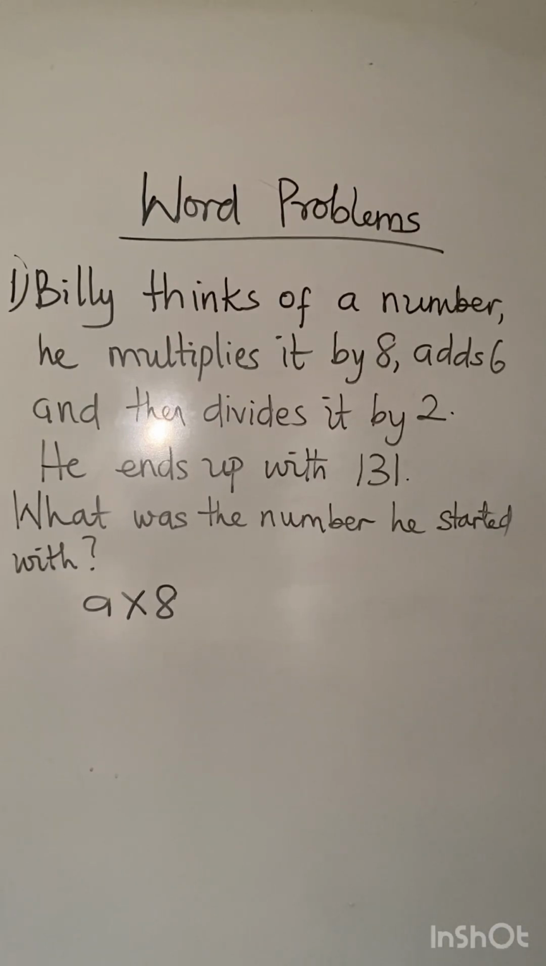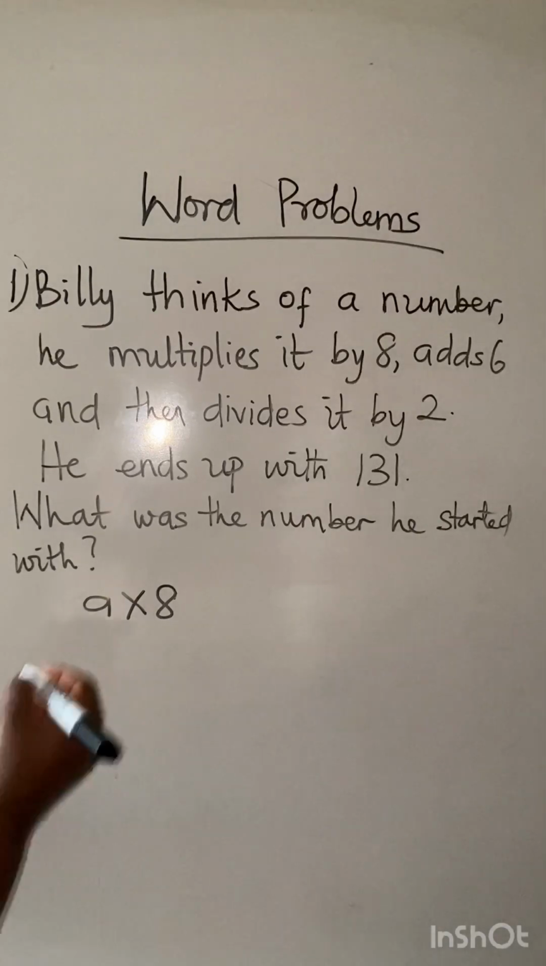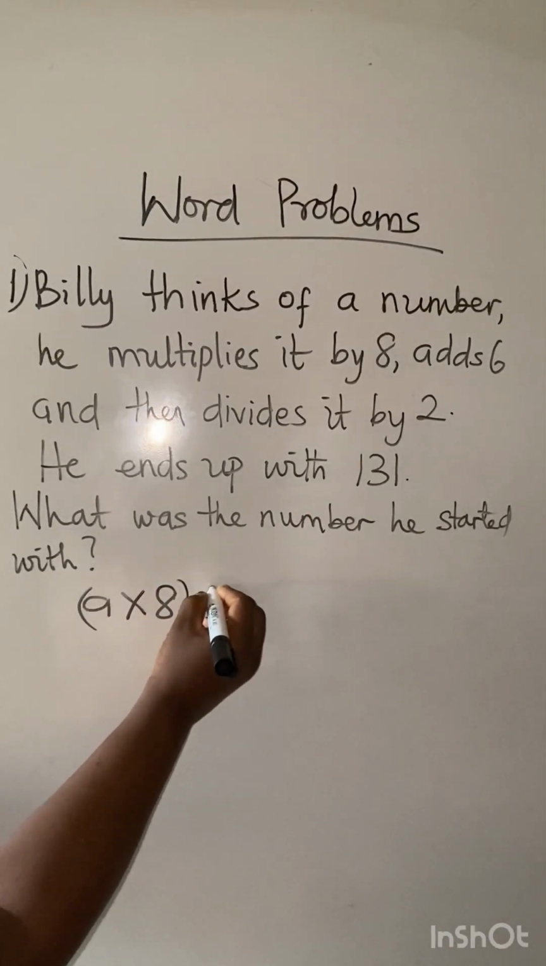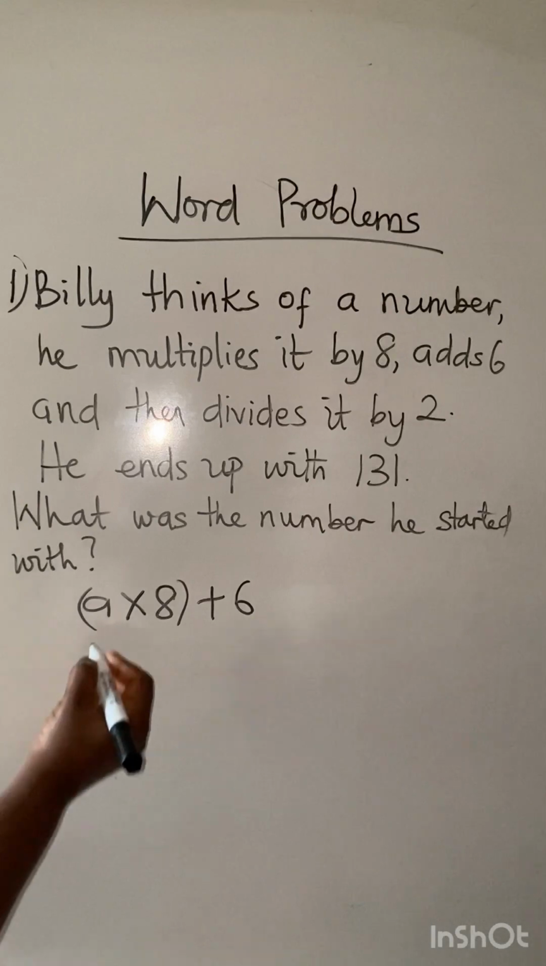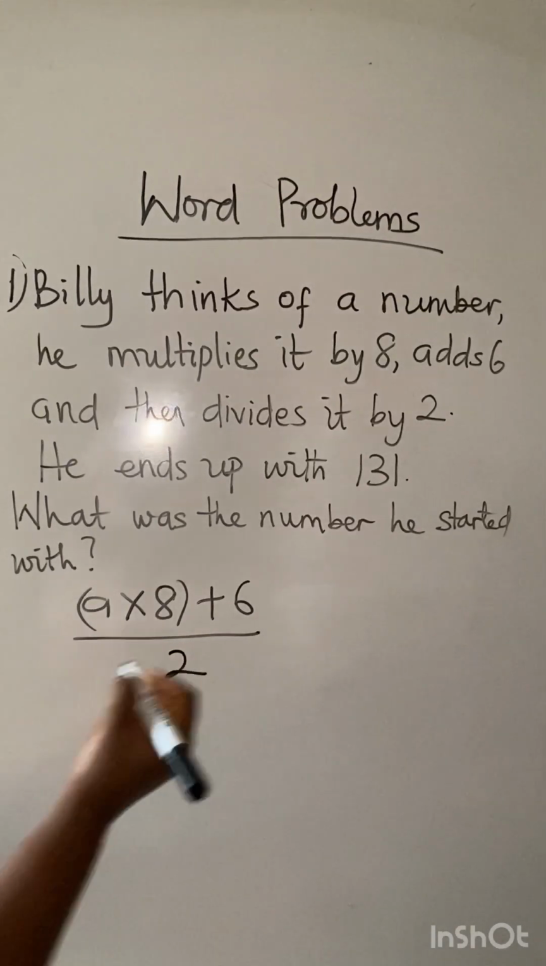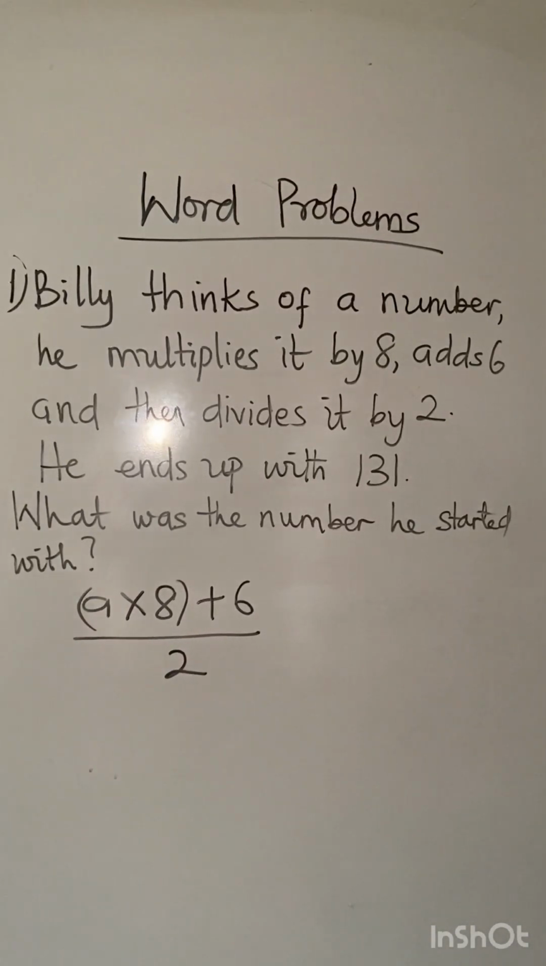Now he adds 6 to the answer. Remember, we're going to add 6 to the answer of 8 times A. And then divides it by 2. Now he's going to divide the whole answer by 2. Can you see that? And then he ends up with 131. That means his answer afterwards is 131.